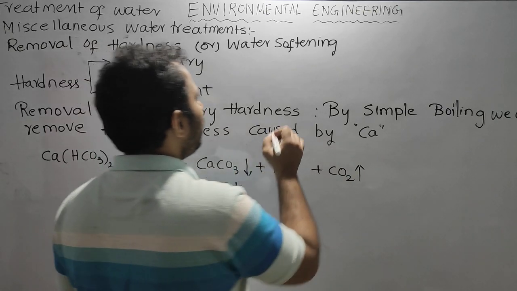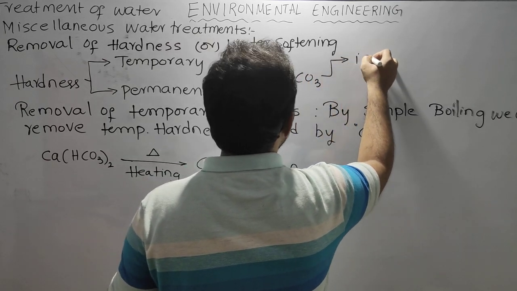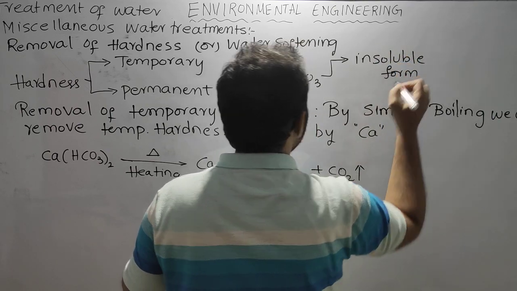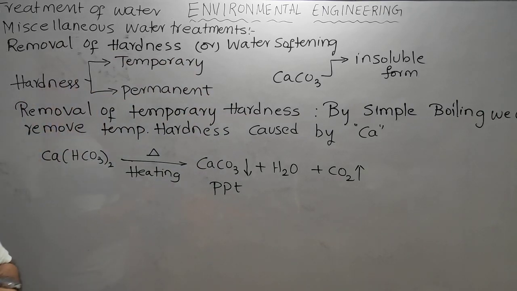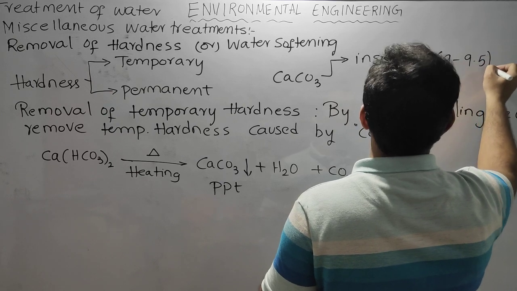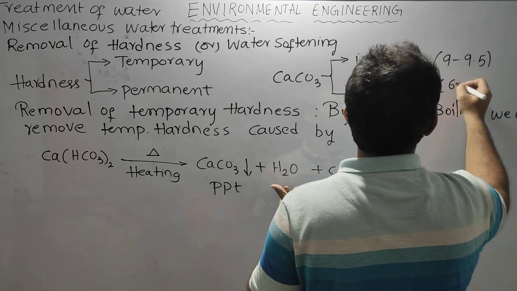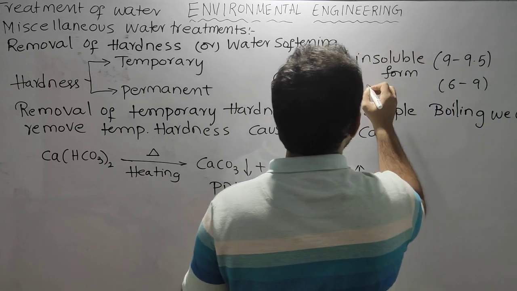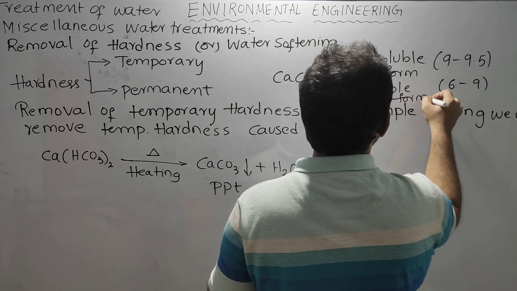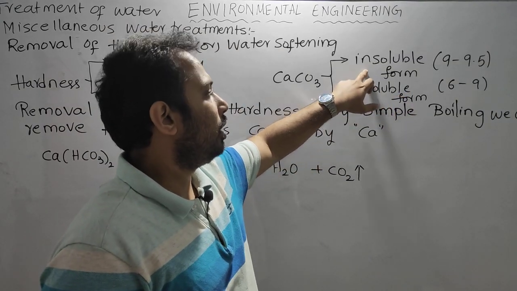CaCO3 can be present like a precipitate. Okay. So it will be in insoluble form. CaCO3 will be in insoluble form when the pH is in between 9 to 9.5. Whereas if the pH is less than 9, like 6 to 9, it will be in soluble form. If it is in soluble form, we cannot remove it. So we need to make it insoluble.